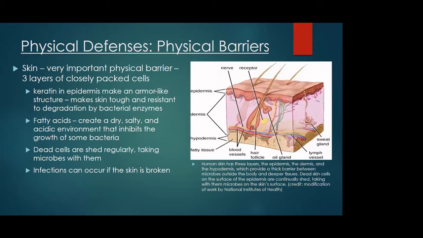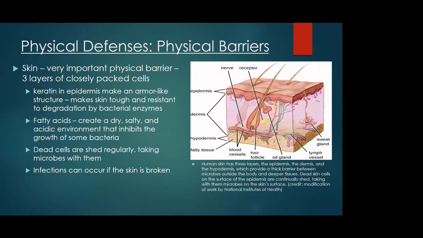Our skin itself is probably the most effective barrier against infection that we have. And there are lots of reasons for that, right? We know that we have 3 different layers, right? The epidermis, the dermis, and the hypodermis. The cells are packed very tightly together. This makes the skin tough and resistant to degradation, right? On the surface of the skin, we have fatty acids that create kind of a dry environment, a slightly salty environment, or slightly acidic, and all of those things can inhibit the growth of bacteria.